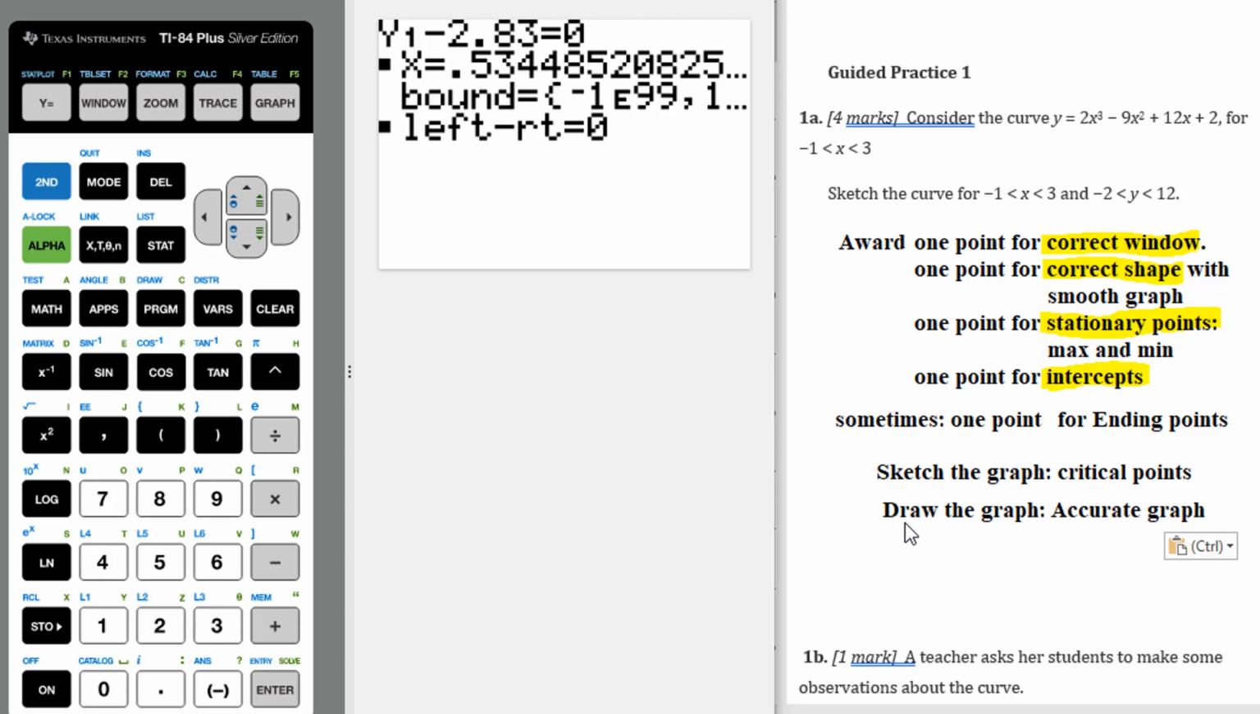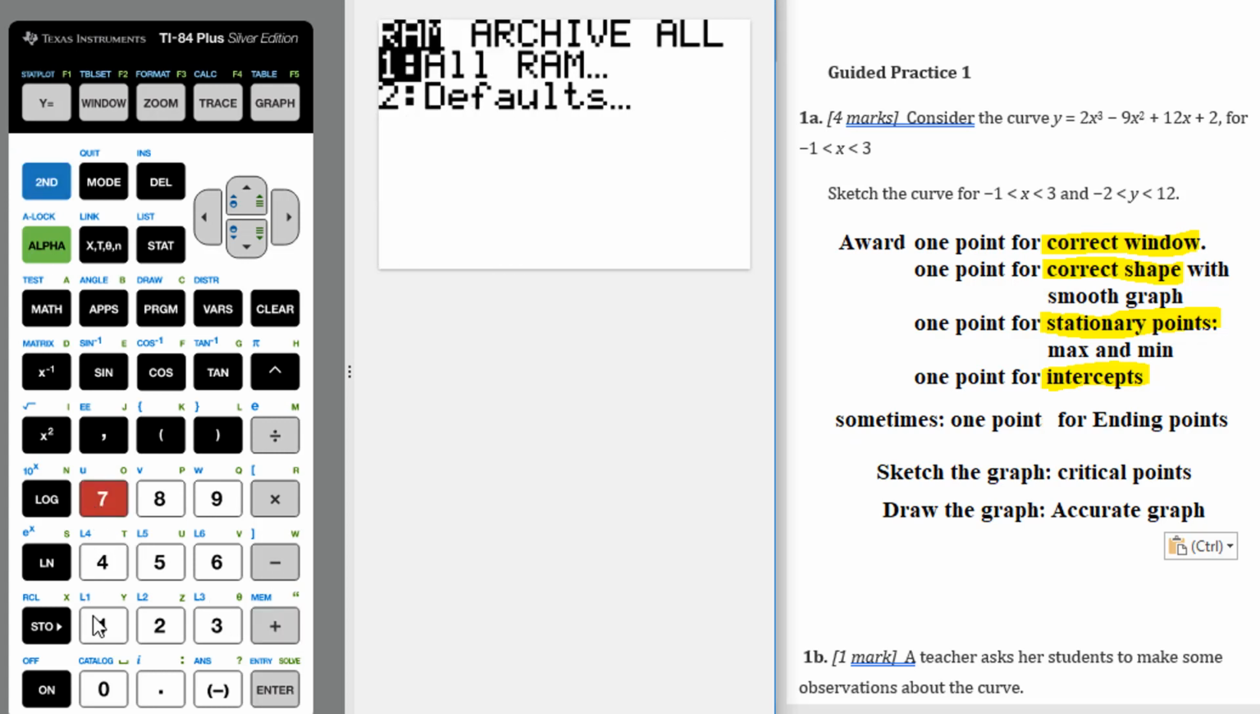But when you are asked to draw the graph, you have to make sure it's an accurate graph. So you have to pay more attention to the word sketch or draw. First of all, we clear the memory. So second plus 7, 1, 2.